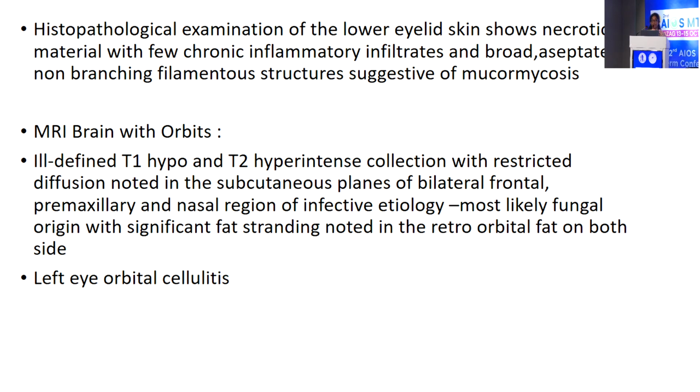MRI brain with orbits shows ill-defined T1 hypo and T2 hyperintense collection with restricted diffusion noted in the subcutaneous planes of bilateral frontal, premaxillary and nasal region of infective etiology, most likely fungal origin, with significant fat stranding noted in the retroorbital fat on both sides, and the left eye showed periorbital cellulitis.